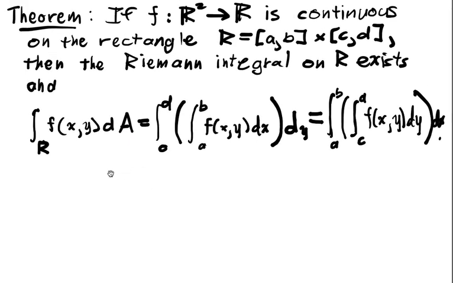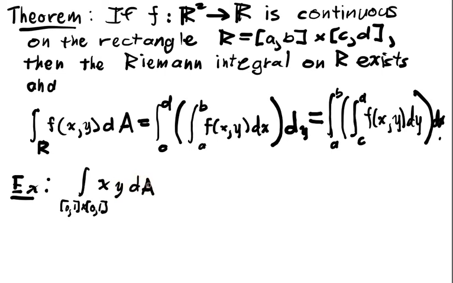This is great. This means that we actually have a procedure by which we can calculate this number that we defined earlier. So let's do a quick example to just see the mechanics of this problem. So let's integrate over [0,1] cross [0,1] the function xy dA. So let's do it in both nestings.